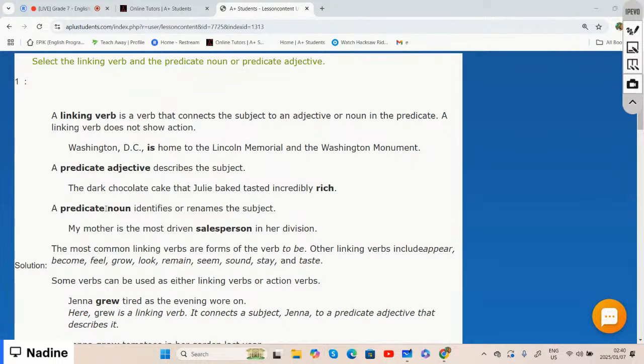For example, dark chocolate cake that Julie baked tastes incredibly rich. So predicate noun, we said it identifies and renames the subject. So it's almost like saying that my mother is the most driven salesperson in the division. It means that another name for my mother is salesperson.